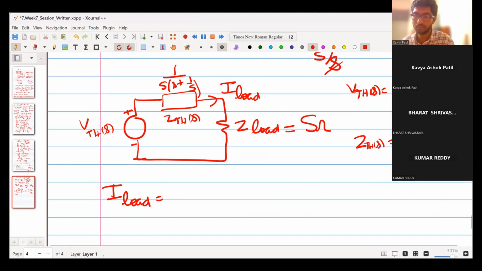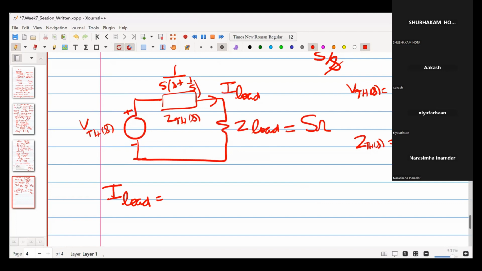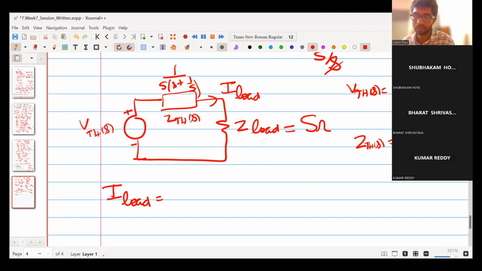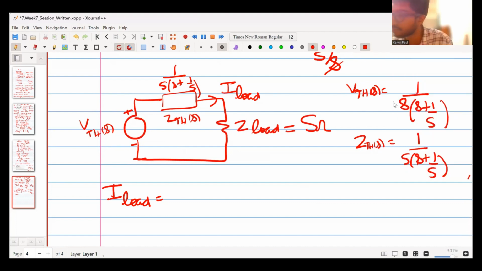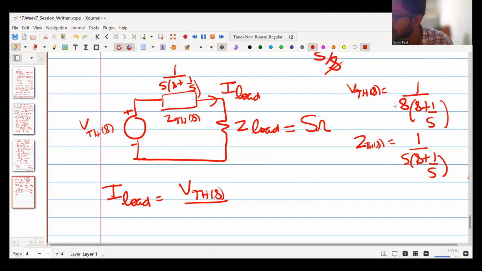What is I load? VTH of S divided by ZTH of S plus ZL. VTH by ZTH plus ZL, sir.